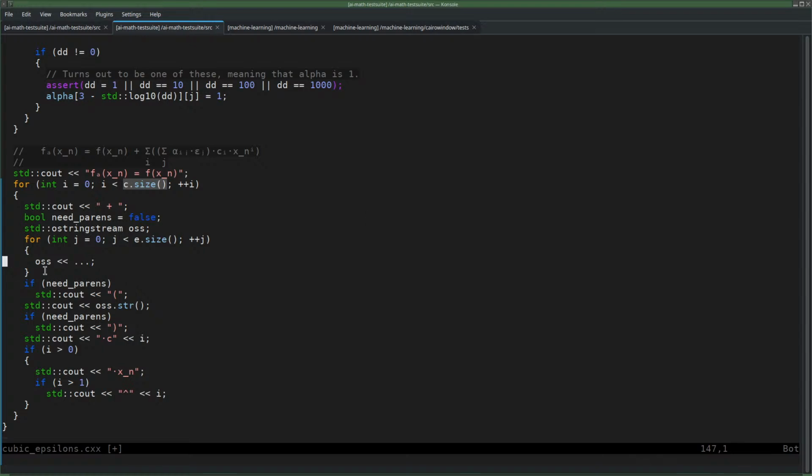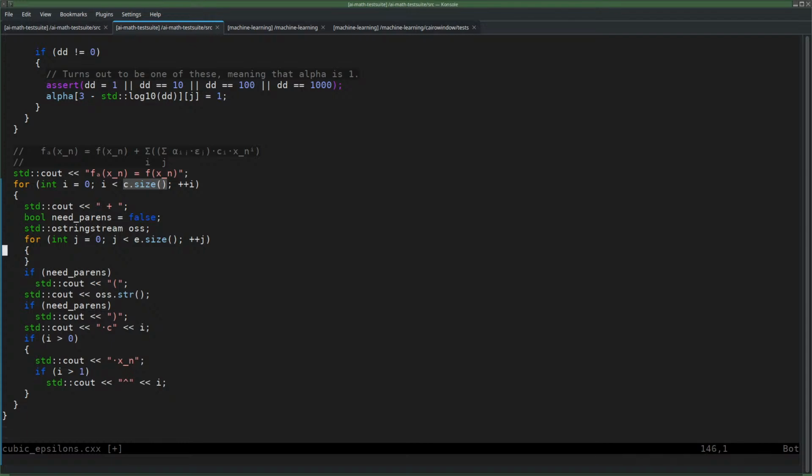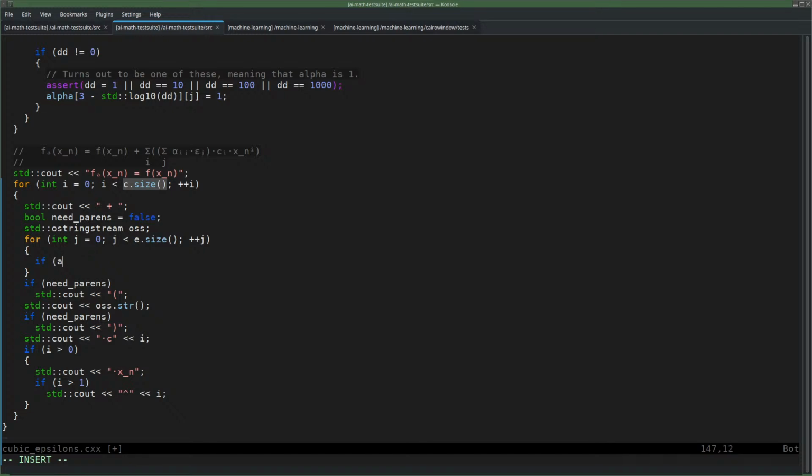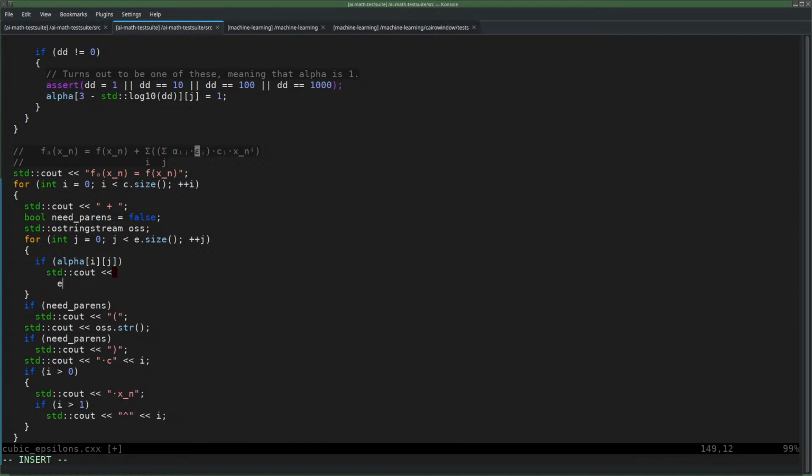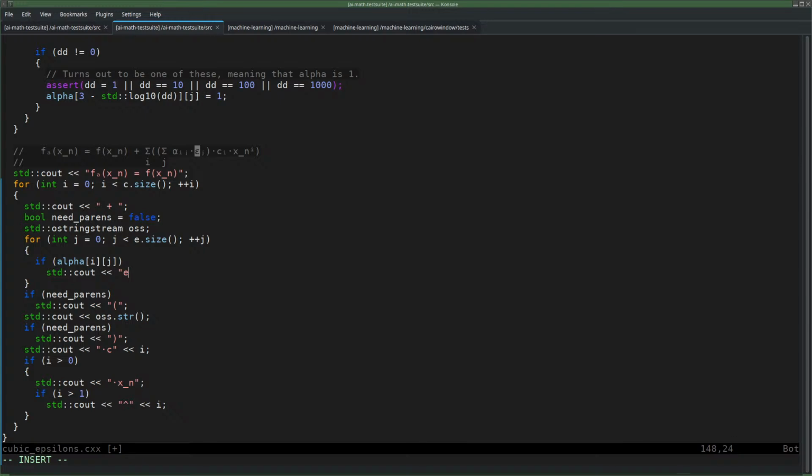So this would now print everything without parentheses, which is just the alpha times epsilons. But the alpha is always 1 or 0, so it depends on if alpha is set at all. So if alpha ij, then we print the epsilon value. I'm going to make it an E in this case. What is E? J. J is the epsilon value.